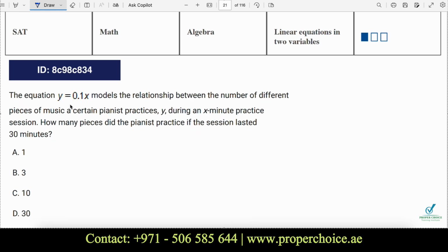The equation y equals 0.1x models the relationship between the number of different pieces of music a certain pianist practices, y, during an x-minute practice session.